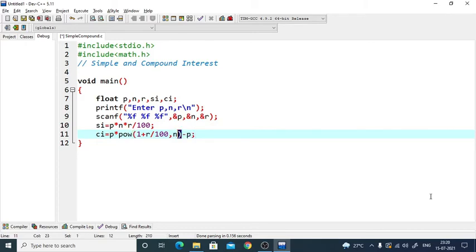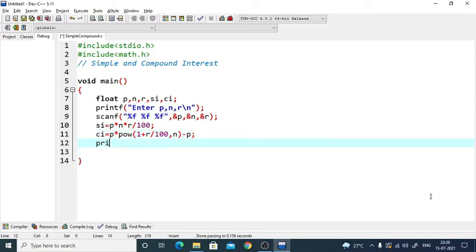Why? Because the answer of this gives you the amount after compound interest. So if I want the compound interest, you have to subtract the principal from it, and you'll be getting the compound interest. Now I just have to print it. So printf, let's say simple interest, I'll be just writing simple. Again, I want up to 2 decimal places, so %.2f, and then it will print SI.